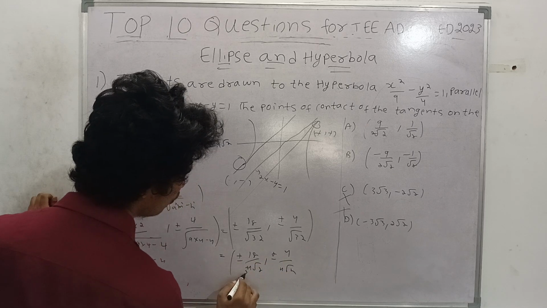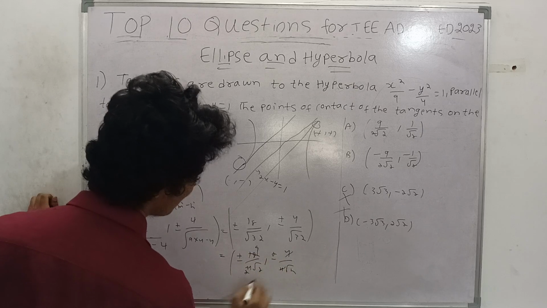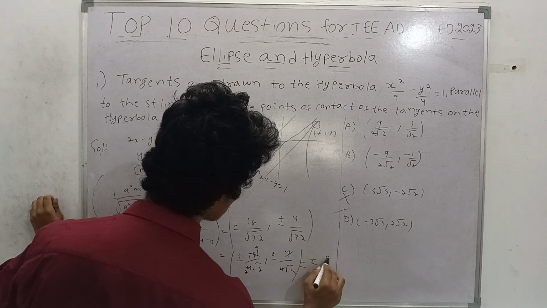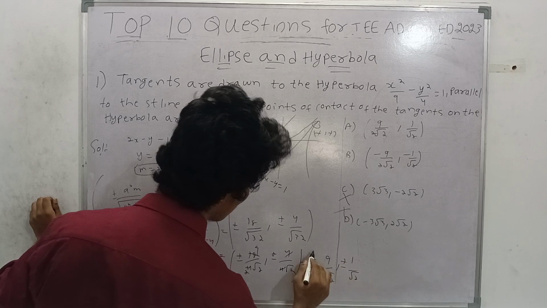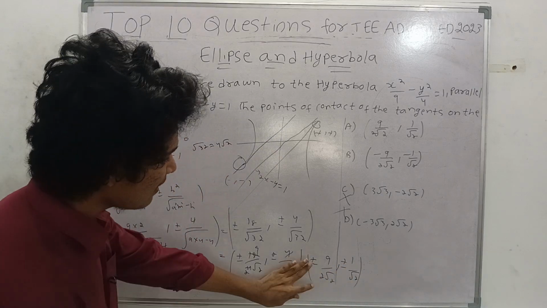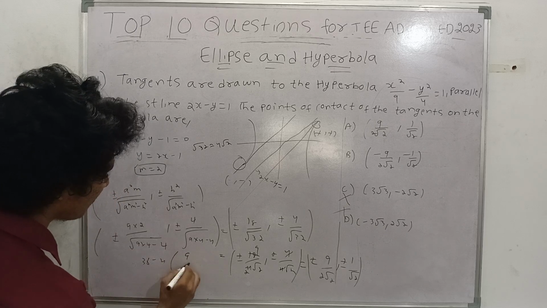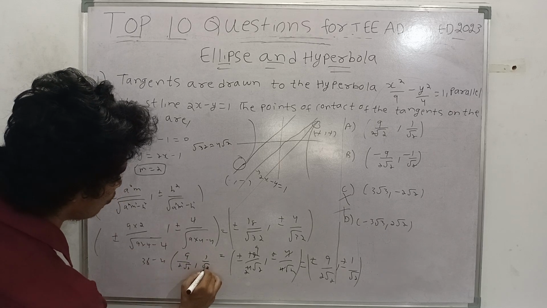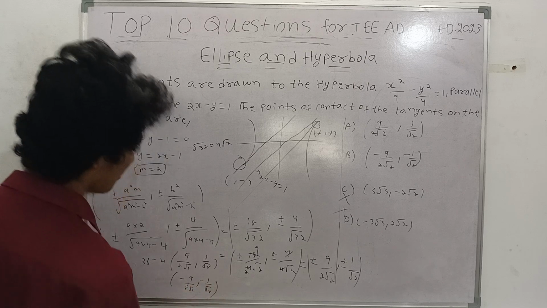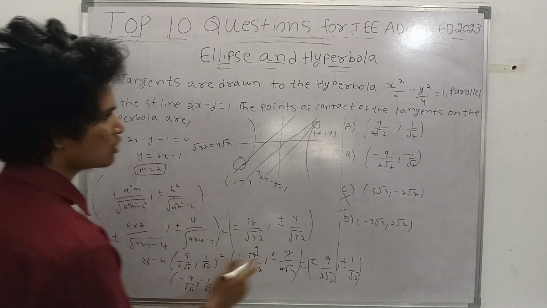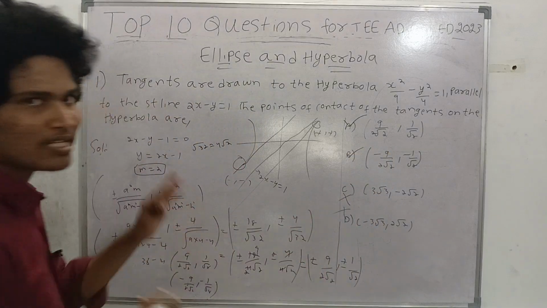If you cancel, 2 2s, 2 9s, 4 4s will get cancelled. What is coming? Plus or minus 9 by 2 root 2, comma, plus or minus 1 by 2 root 2. What is 1 by root 2? So it is either 9 by 2 root 2, comma 1 by root 2, or another point, minus 9 by 2 root 2, minus 1 by root 2. 2 points are coming. So it is the first quadrant and the third quadrant. So we have verified the options. So option A, option B is correct.